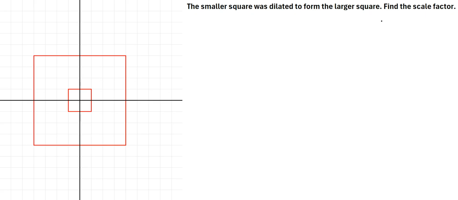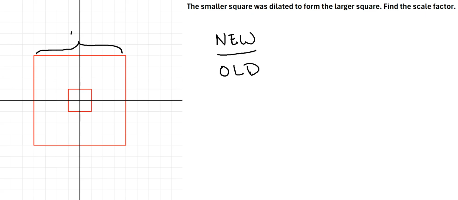Find the scale factor. So to find the scale factor, here's the formula we can use. The new figure divided by the old figure. So what we do is just pick any side of the new figure. So we said the small square was dilated to form the larger square. So we'll say the larger square is the new figure. And what we want to do is just find the length of one of the sides of the new figure. So let's say we want to find the length of this side right here of this square. Well, this length is 8.